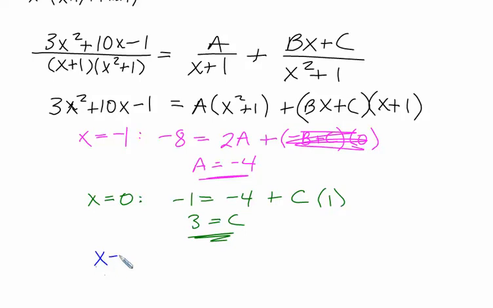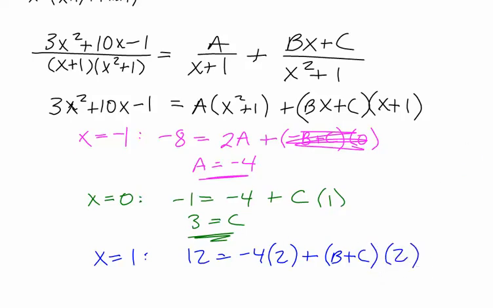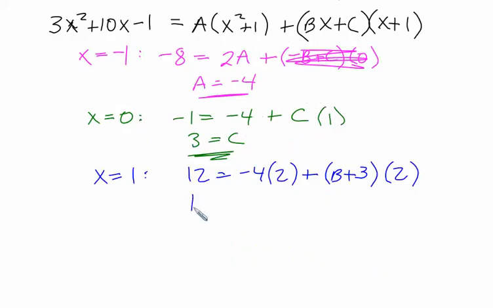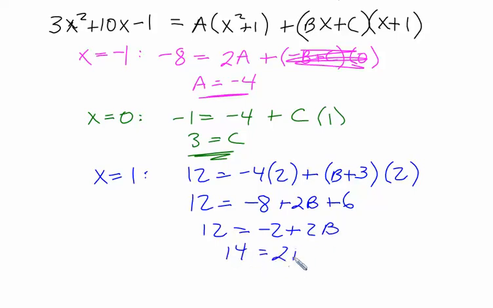And we just need one more value of x. Let's roll with x equals 1. 3 plus 10 is 13, minus 1 is 12, equals a, which we know is negative 4, times 2, plus b plus c, and I'm just plugging in x equals 1, times 2. But we also know the value of c, so let's plug that in there. C was equal to 3. And now as we reduce some things and simplify, we get 12 equals negative 8 plus 2b plus 6. So 12 equals negative 2 plus 2b. 14 equals 2b, or b is equal to 7.